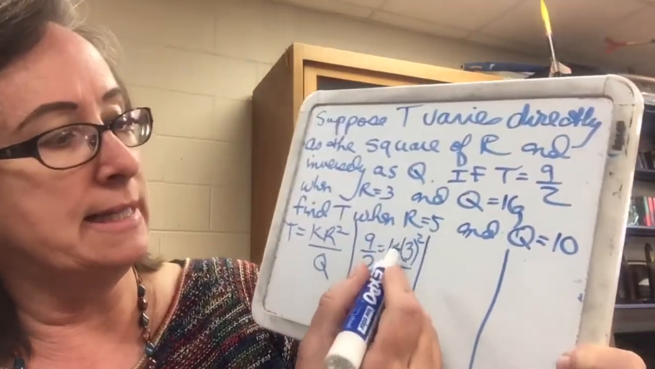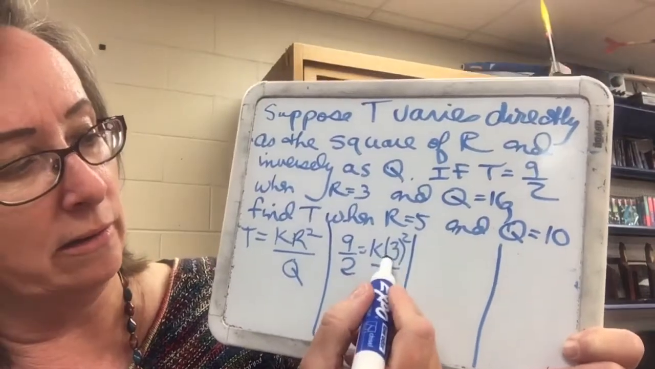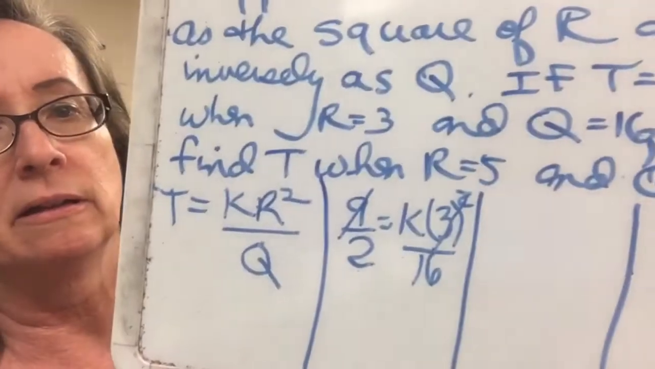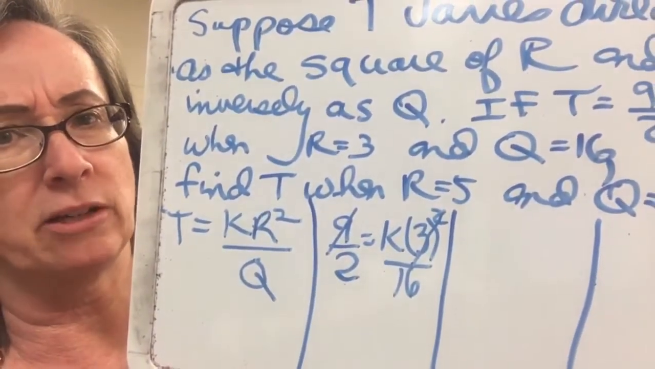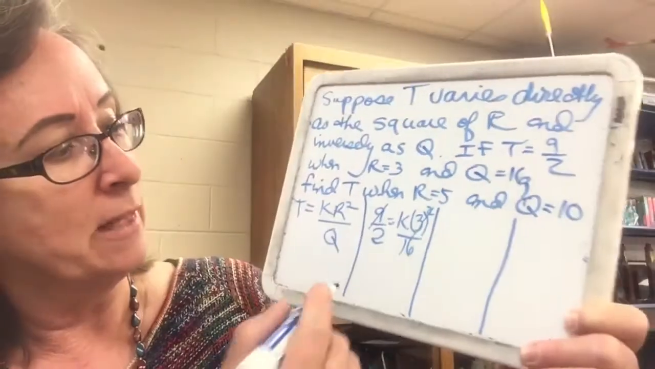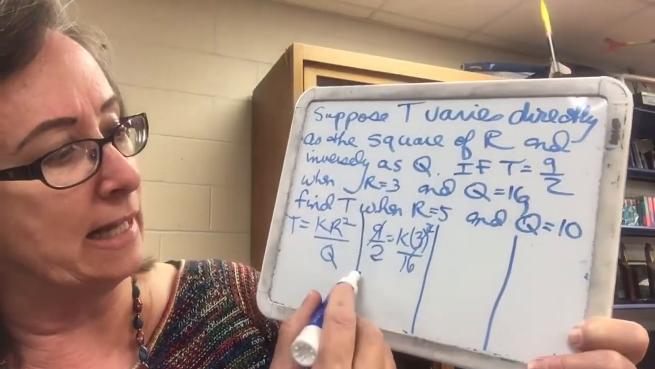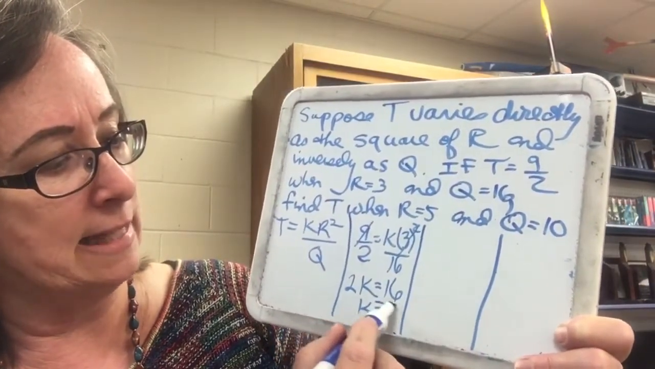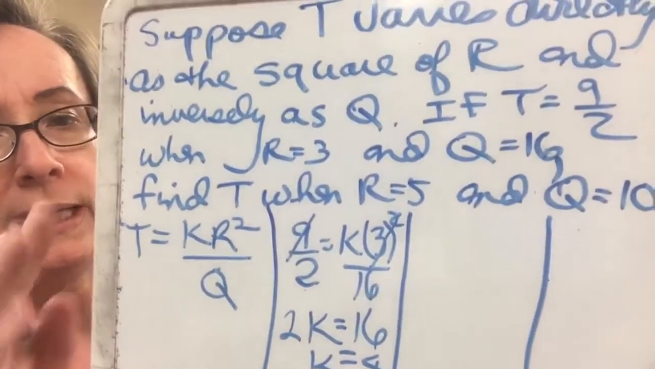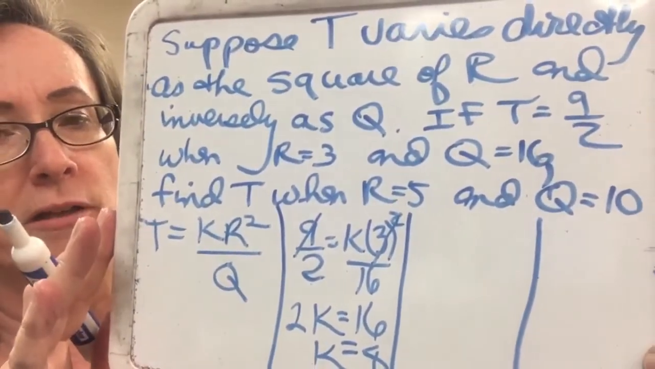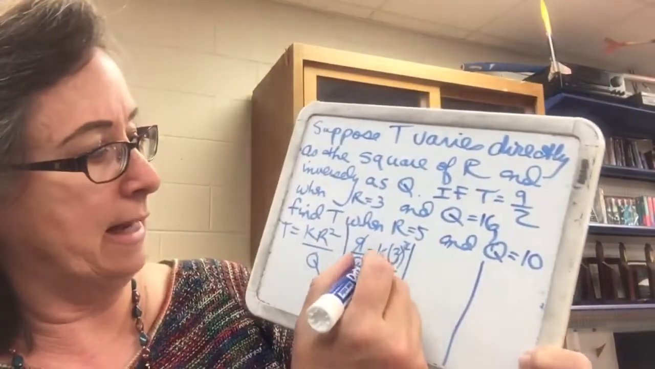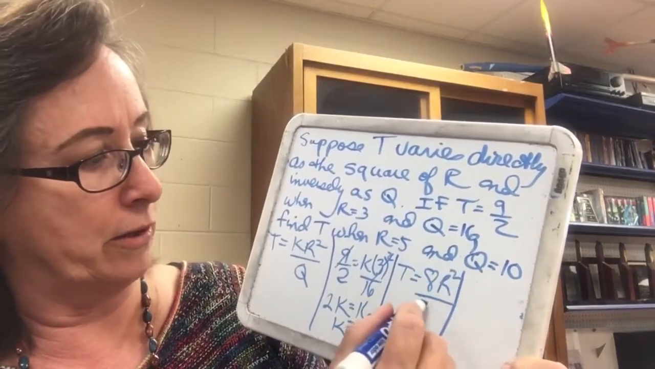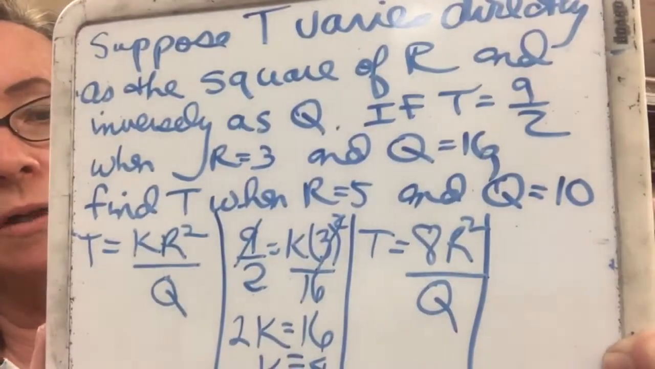All right, so this is a 9. 3 squared is 9. Now notice I have a 9 in the numerator and a 9 in the numerator. I'm just going to get rid of those 2 9s because they're in each one of the numerators. So now if I cross multiply, I get 2k is 16, k is 8. So now I'm going to put k is 8 back into the original formula. So then I'm going to have t is 8r squared over q as my new equation.